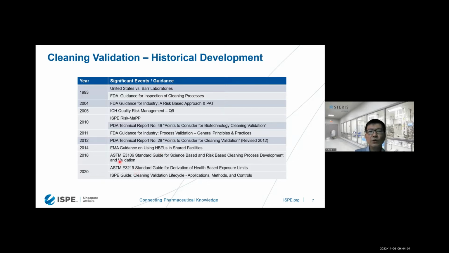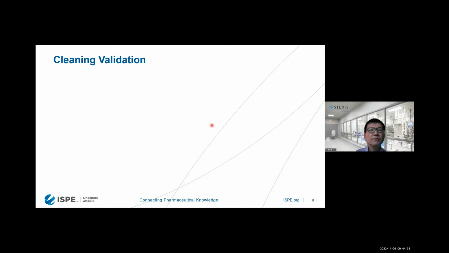And recently, of course, you also have the ASTM guidance documents on cleaning process development and validation, and also specifically on the derivation of the health-based exposure limits. In the ISPE guide as well, there's the cleaning validation lifecycle. So all these guidance documents are valuable resources that you can refer to if you want to know more about cleaning validation and also the health-based exposure limits.